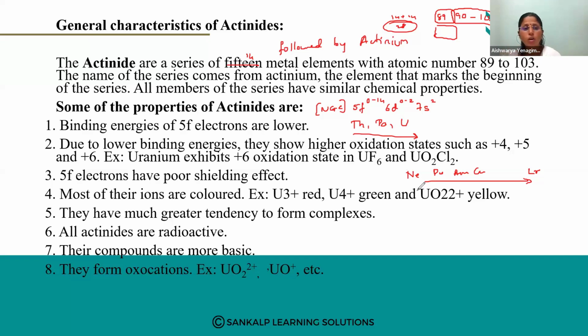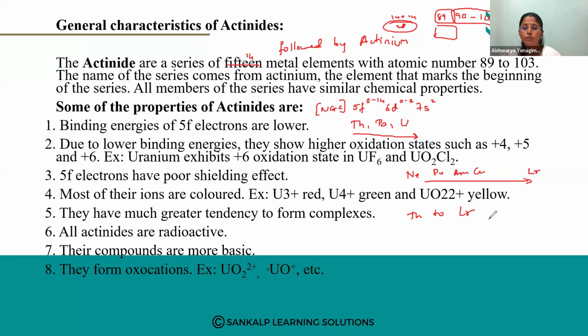When you see the atomic and ionic radii of actinides, just like lanthanide contraction, in actinides also there is something called actinide contraction. Things are simple here because everything is the same as we have studied in lanthanides. As you move from thorium to lawrencium, atomic radii gradually decrease, and this decrease is called actinide contraction. What is the reason? The reason is the poor shielding effect of 5f electrons. The only difference is that lanthanides have 4f electrons, while actinides have 5f electrons.